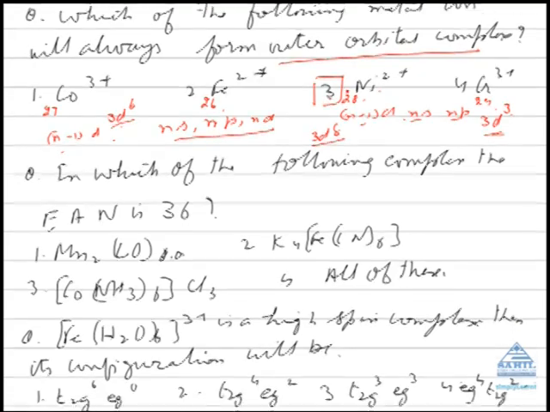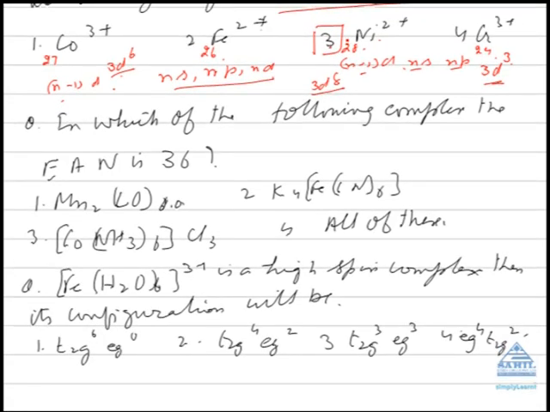In which of the following complexes is the effective atomic number 36? Effective atomic number is equal to atomic number minus oxidation state plus 2 times the coordination number.